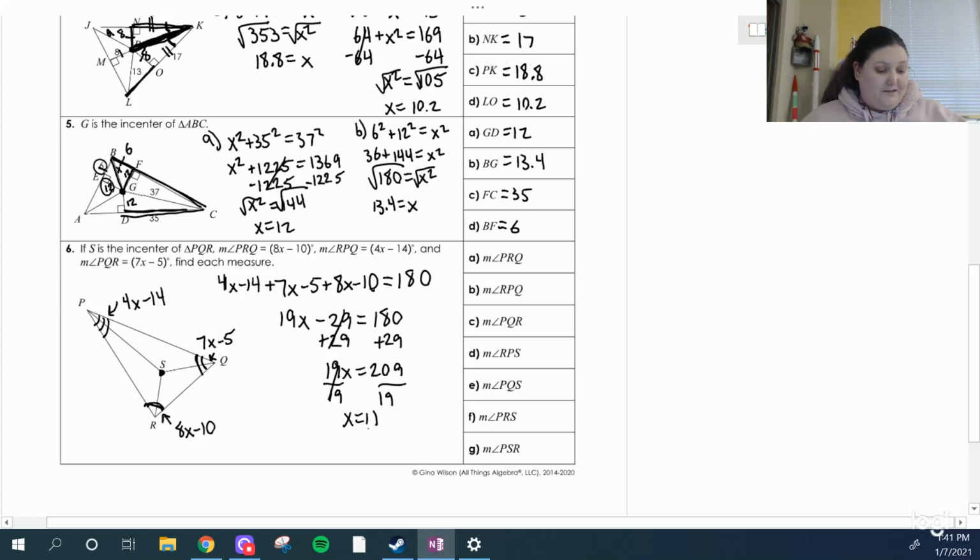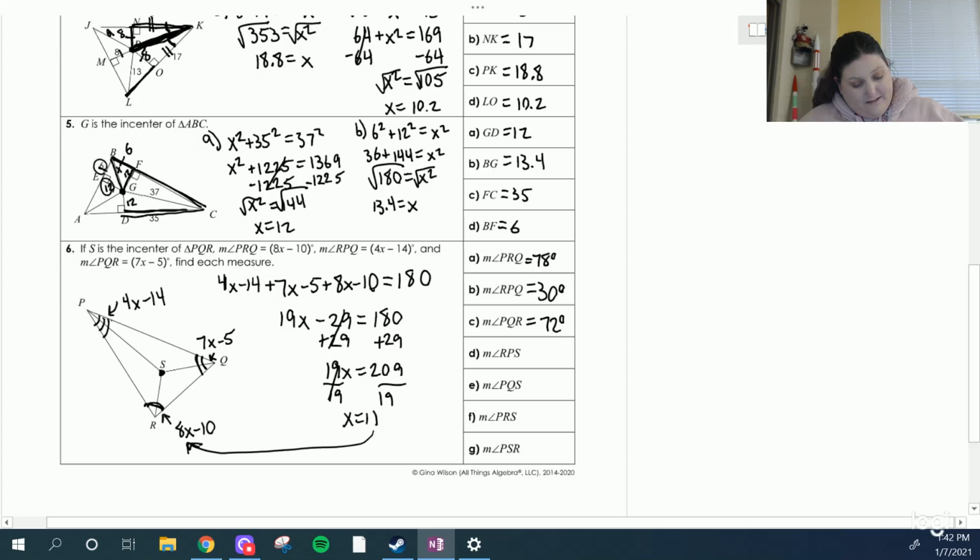So what I'm going to do is take and plug x in for this. So when I do that, I do 8 times 11 minus 10, and I get 78 degrees. Next thing they want is RPQ. So RPQ, I plug x in for that one. So I do 4 times 11 minus 14, and I get 30 degrees. Next one is PQR. So again, I plug 11 in for x here. So I do 7 times 11 minus 5, which is 72.